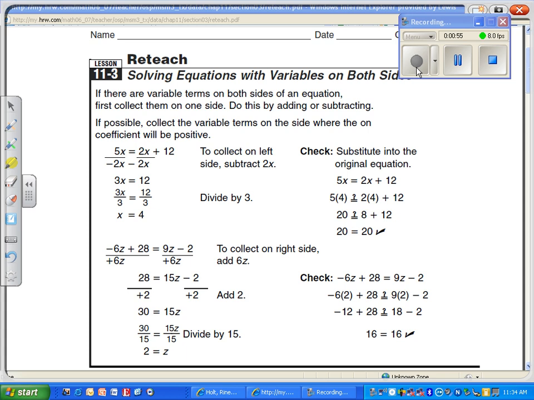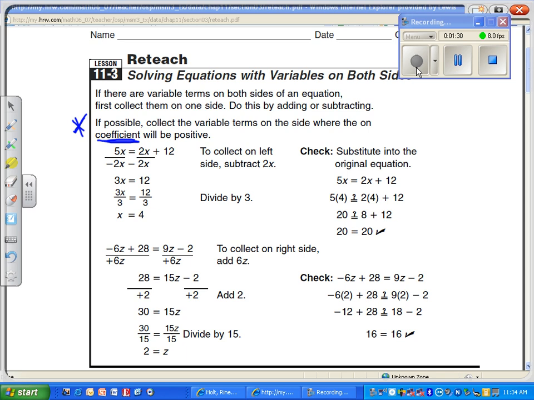Let's look at these examples here on the reteach notes. We do want to take note of what it says right here. It says if possible, and that's usually the case, we want to put the variables on the side where the coefficient will be positive, and that coefficient is a word that we've learned recently. That coefficient is the number that comes right before the variable. And so if we want a positive coefficient, that's going to help us decide which side we're going to move the variable to. Now we don't have to do that.